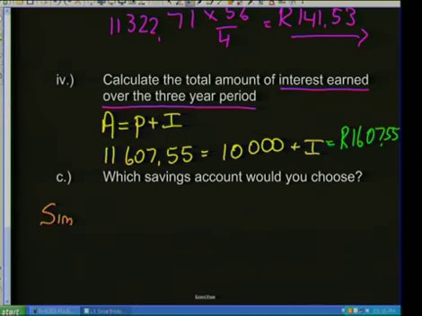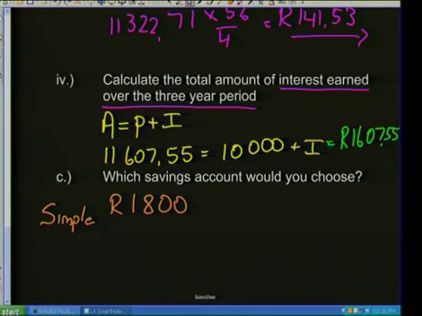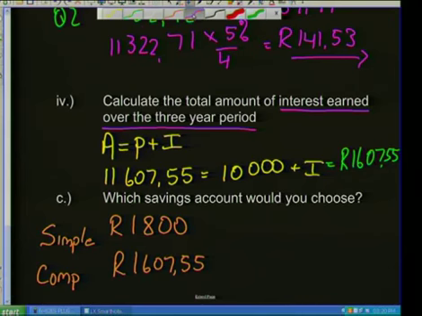Now, if you remember correctly, what we had before in our simple interest account, we had 1,800. In the compound account, what we've just calculated is that we had 1,607.55. So the question is, which is actually better? And at the moment, it looks like our simple interest is better because we are earning more interest.